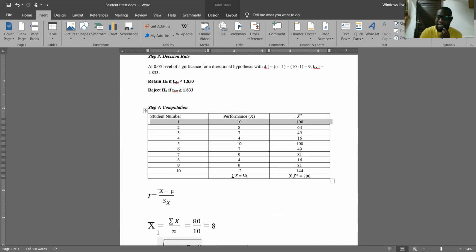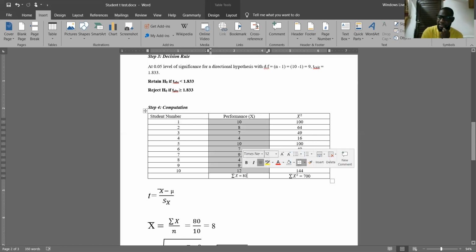So you are supposed to find the sample mean, and you know the formula for the sample mean: sigma x over n. Under sigma x, you add all the performance scores together. When you add, you are supposed to get 80. Small n represents the total number of people in the sample, and when you check, they are 10. So it will be 80 over 10, which is equal to 8. Hence, our sample mean is 8.